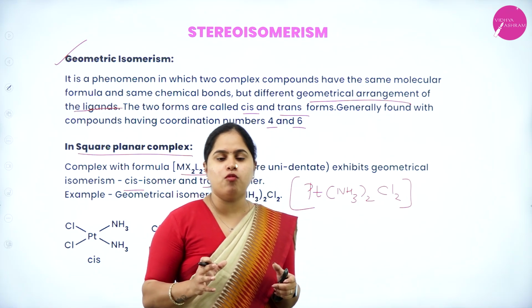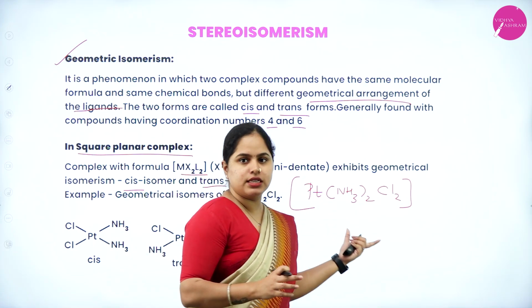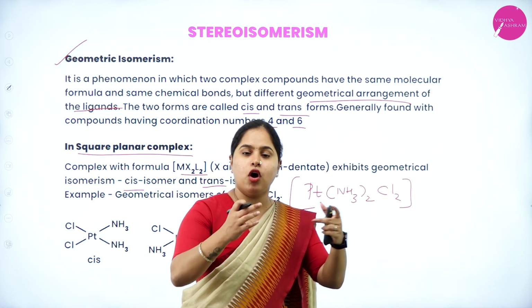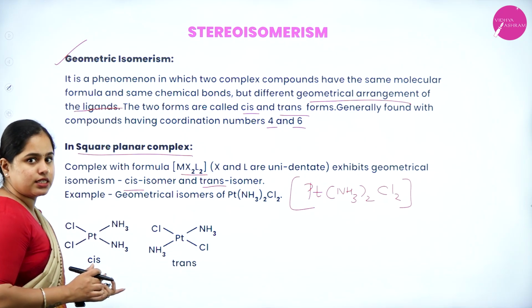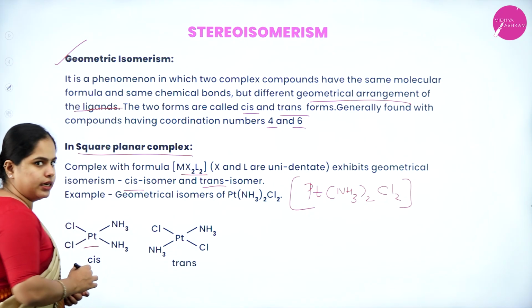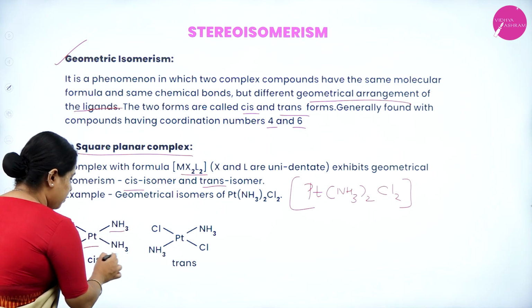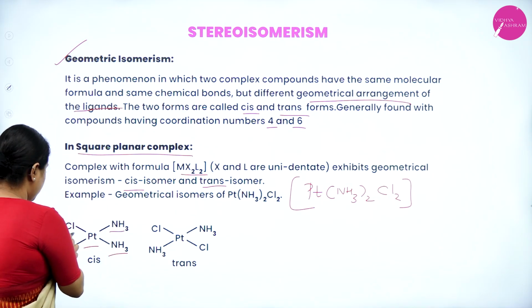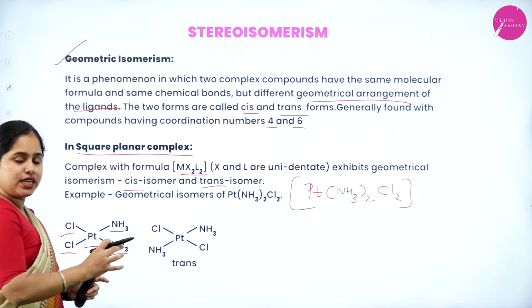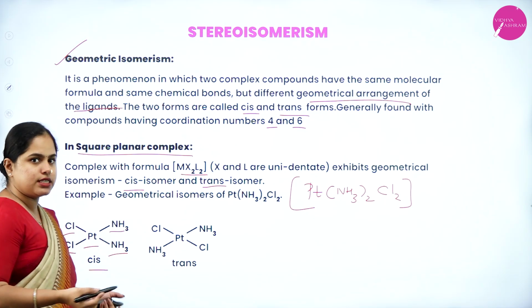In the cis form, both the amine ligands and both the chlorido ligands will be on the same side. As you can see here, this is the cis form. The platinum is in the center. This is square planar, which is why we have represented it like this. Both the amine are on the same side and both the chlorido are on the same side. If the same ligands are on the same side, you get the cis isomer.